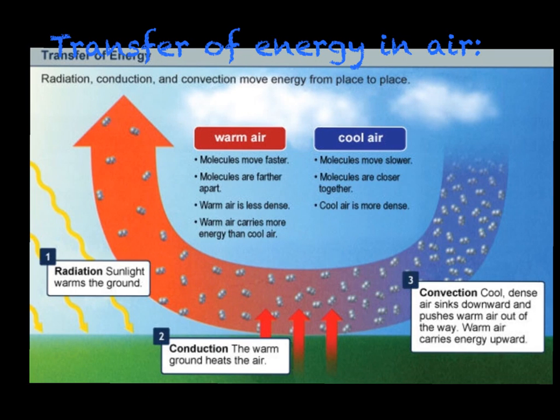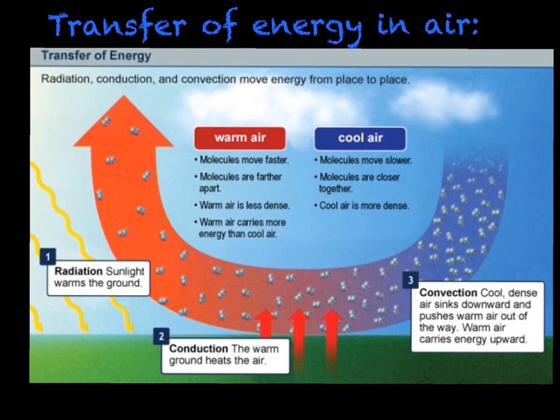Take a look at this picture. In here, we are seeing a convection current. Remember that in a convection current, cold, dense air is going to go downward, while hot, less dense air is going to rise. So these 3 processes work together.